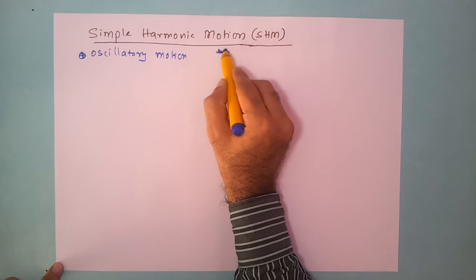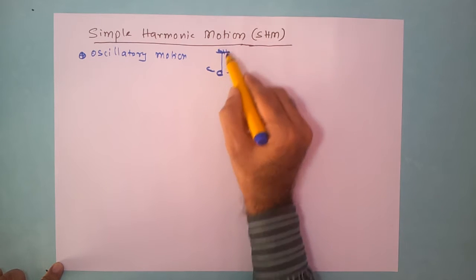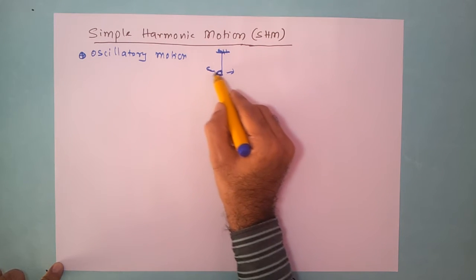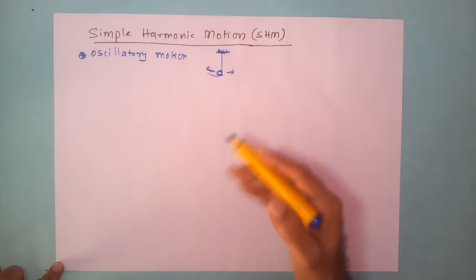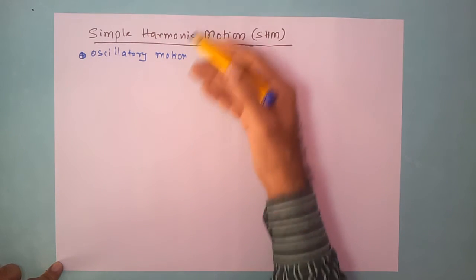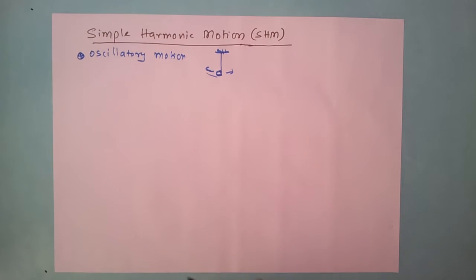An object which is, for example, a pendulum. Let us say this is a pendulum and it is moving around a mean position, going in this direction, then coming back to the mean position, then going in this direction. So this is an example of oscillatory motion, and simple harmonic motion is an example of oscillatory motion, or what is known as vibratory motion.